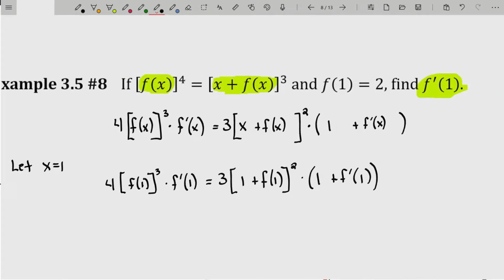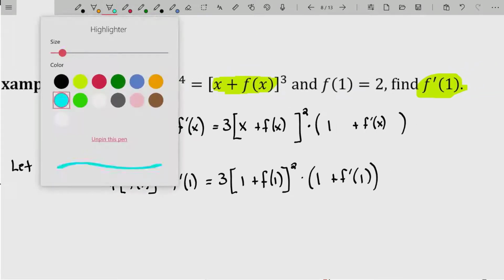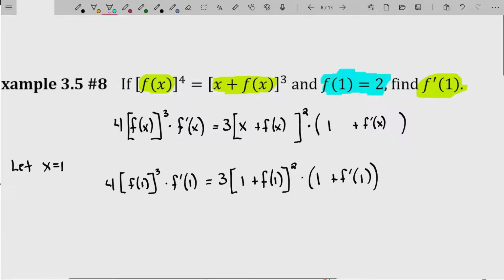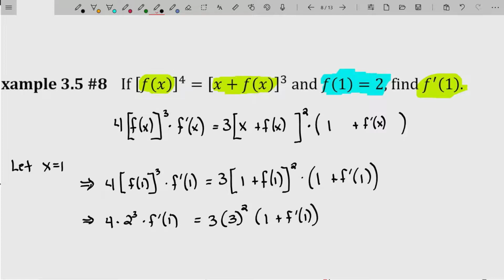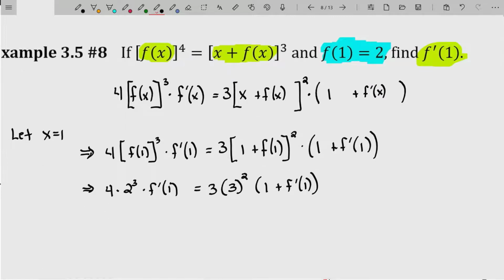Well, luckily they told us what f at 1 is. It's right here. So all of those f of 1s will be traded out for 2s. So let's go ahead and trade out all the f of 1s for 2s. It'll be 4 times 2 cubed times f prime at 1 is equal to 3 times 1 plus 2, or 3 squared, times 1 plus f prime at 1. Cleaning things up, let's see, it's 8 times 4, or 32.